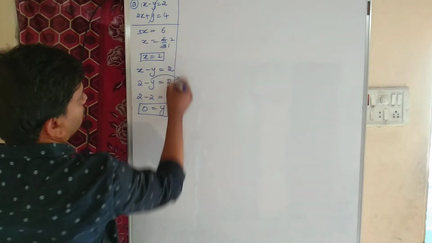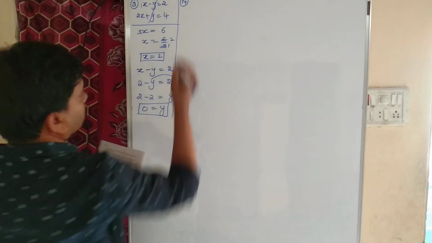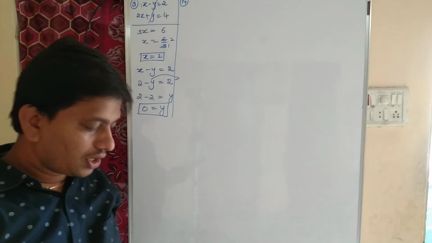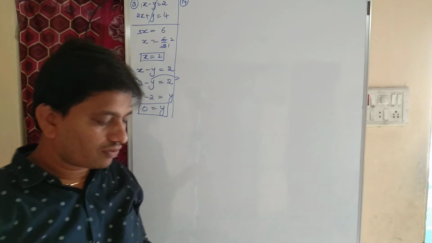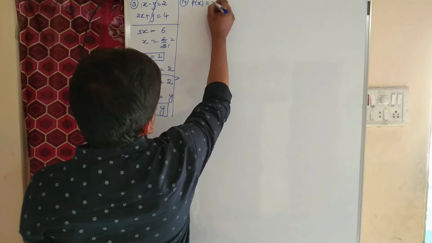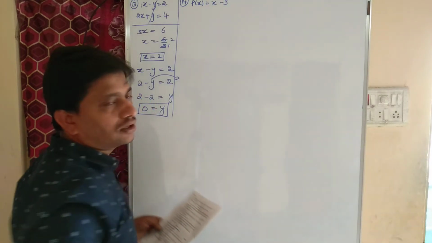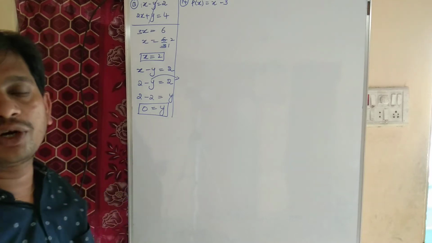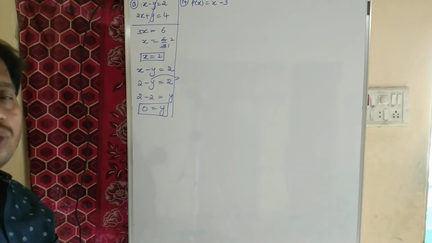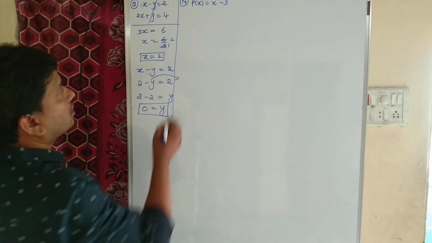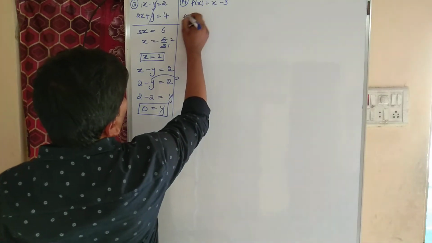Now coming to the 14th question: check whether root 3 and minus root 3 are the zeros of the polynomial x square minus 3. This topic is also one of the most important topics. Yes, the given roots are plus root 3 and minus root 3.